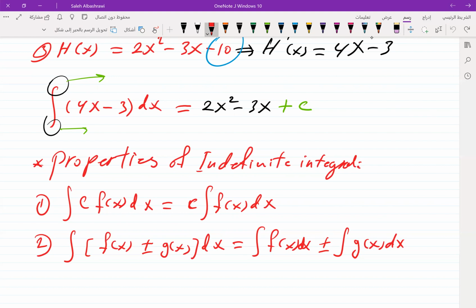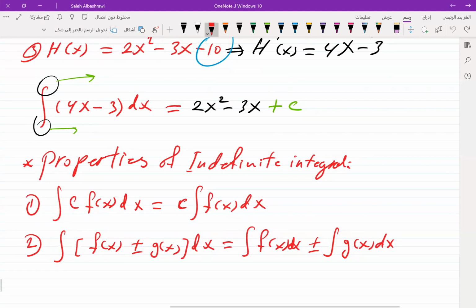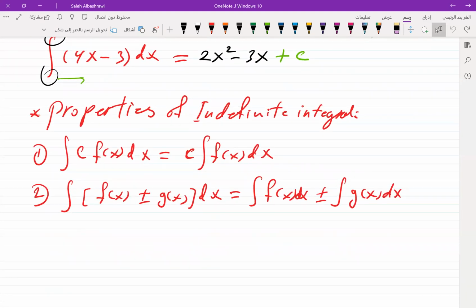Now to find the integration for a function, let's say we start with a polynomial. We know that the derivative of x to the power n is equal to n multiplied by x to the power n minus 1.